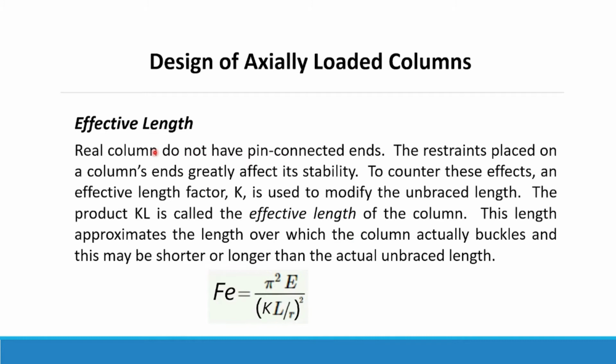And for the effective length, real columns do not have pin connected ends. The restraints placed on a column's ends greatly affect its stability. To counter these effects, an effective length factor K is used to modify the unbraced length. The product KL is called the effective length of the column. This length approximates the length over which the column actually buckles, and this may be shorter or longer than the actual unbraced length. And the Euler's critical stress, F sub E, is equal to pi squared E all over (KL over r) squared.